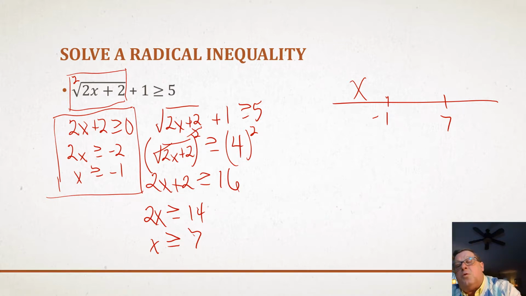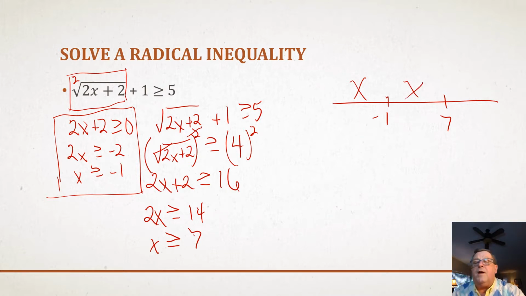Now, let's take a test point between negative 1 and 7, and let's see if that passes or fails. And an easy one is 0. 0 is between negative 1 and 7. And so if I put in 0 for x, I got the square root of 2 times 0. Well, 2 times 0 is 0, plus 2. So we've got the square root of 2 and then plus 1, and we're asking, is that greater than or equal to 5? Well, let's see. If I put in the square root of 2 plus 1, rounding to the nearest hundredth, that's 2.41. Well, 2.41 is not greater than or equal to 5. I think we can all agree on that.